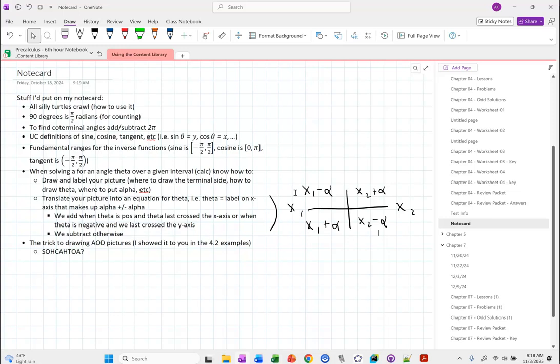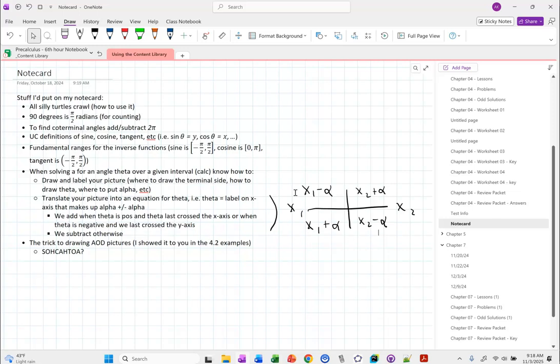So, suggestions as far as a note card goes. These are things that I would put on my note card. Again, it's your note card. You put anything you want on there. You use both sides and put whatever you'd like on there. I would have All Silly Turtles Crawl and how to use it, if you don't have that memorized.